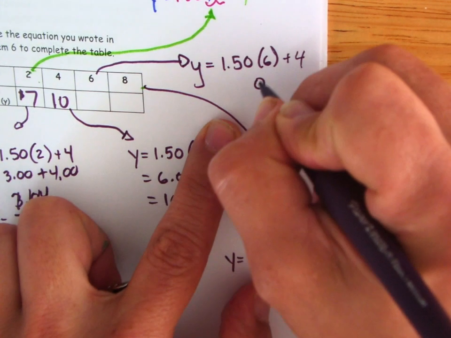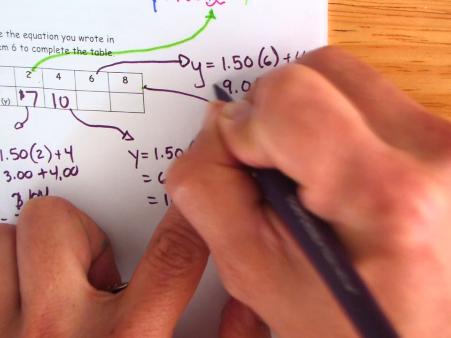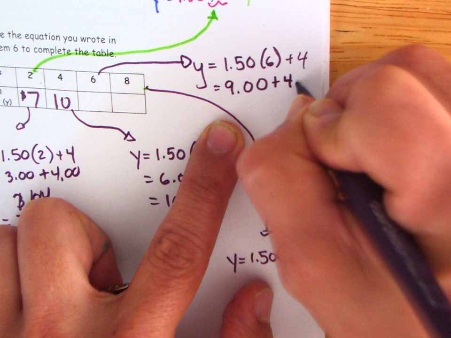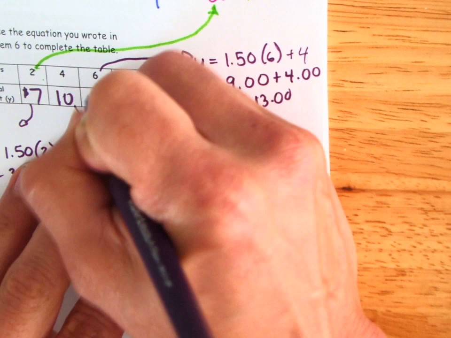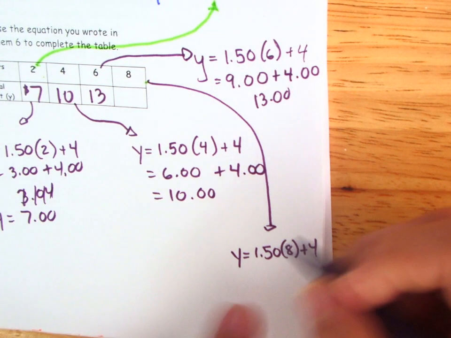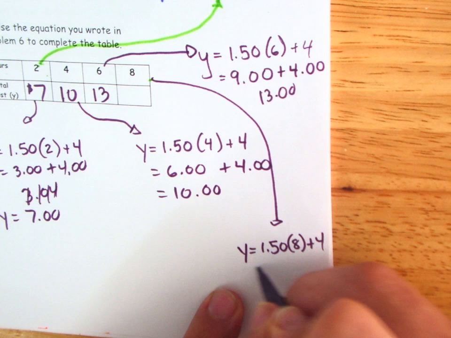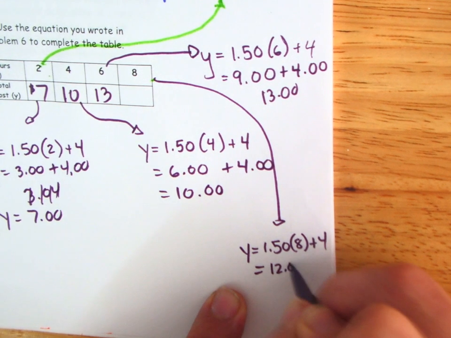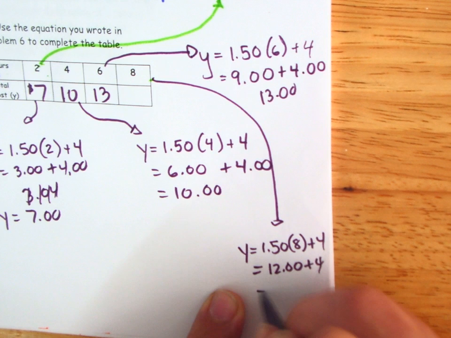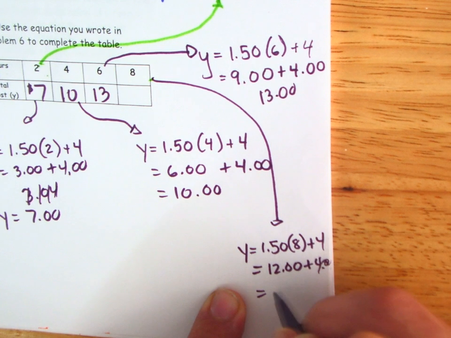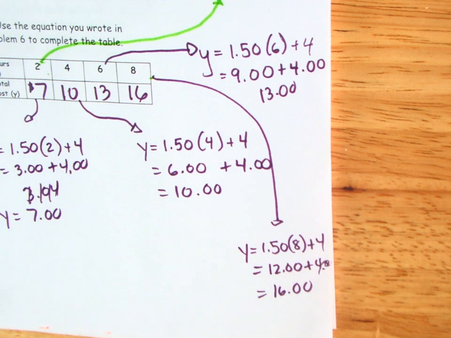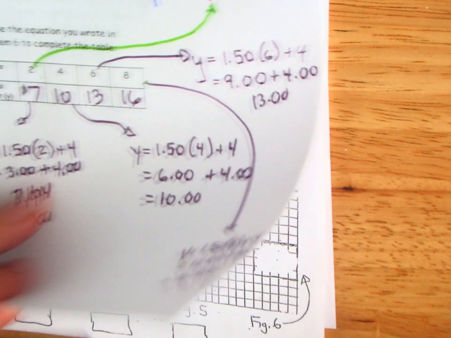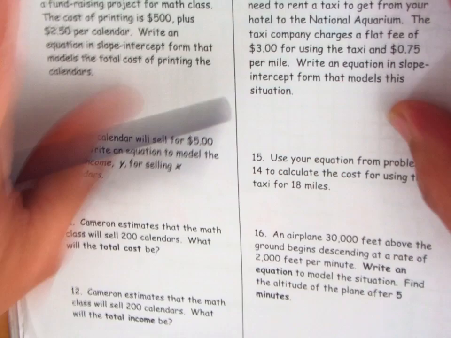This is going to be $9 plus $4.00: 9, 10, 11, 12, 13. So I'm putting 13. And this is going to be $12. Use your calculator if you want. So that's going to be $16. All right, that's it, guys. We're done. Now you guys got to go ahead and do 8.